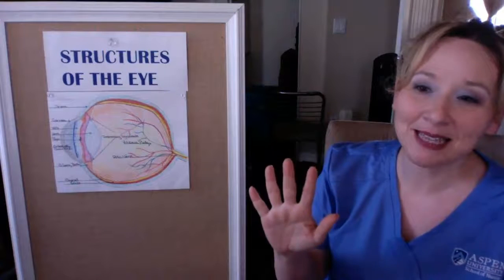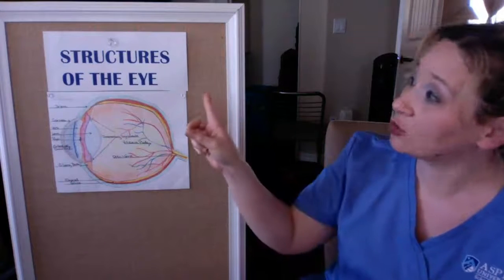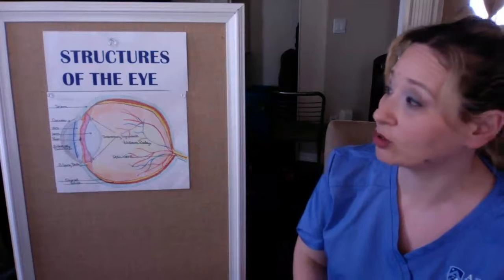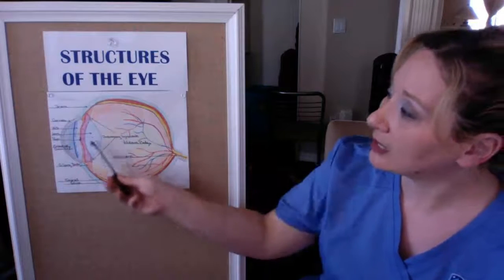Hi there, my name is Lainey, and we're going to talk about the structures of the eye as well as some abnormalities that may occur with those structures. So here is our eyeball.